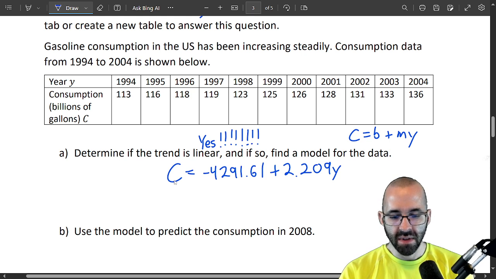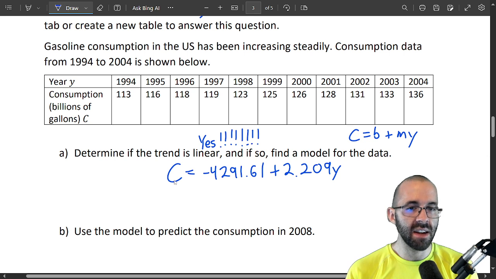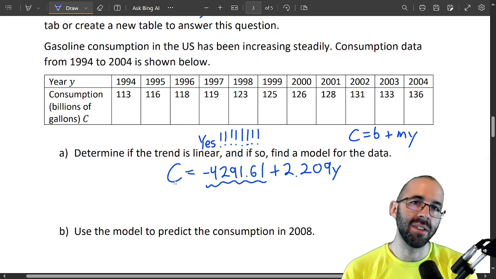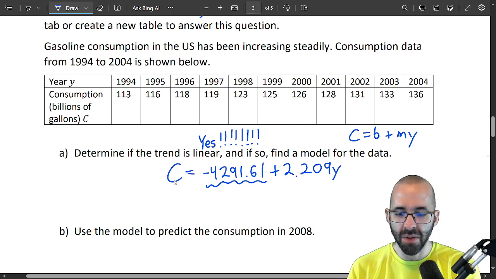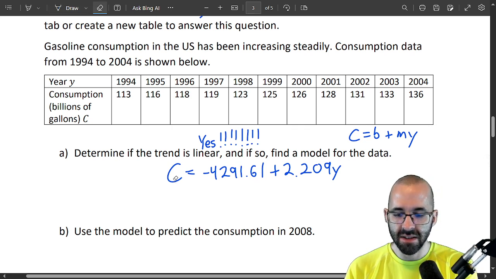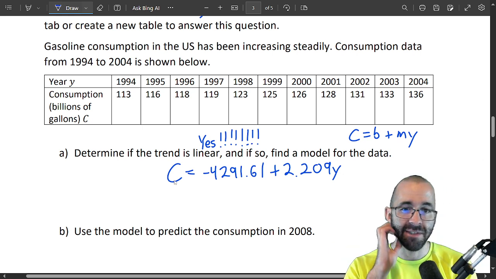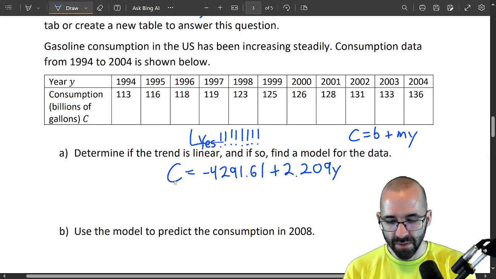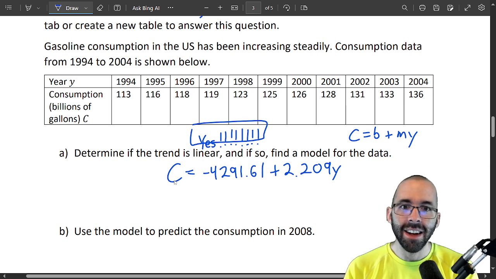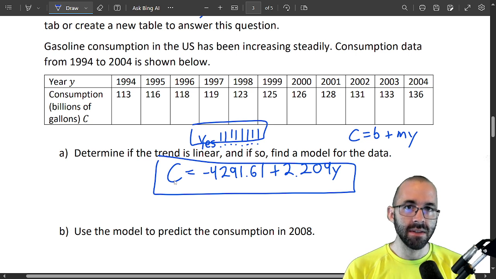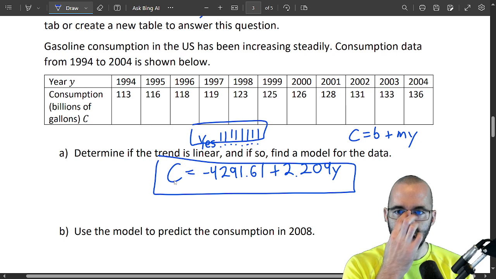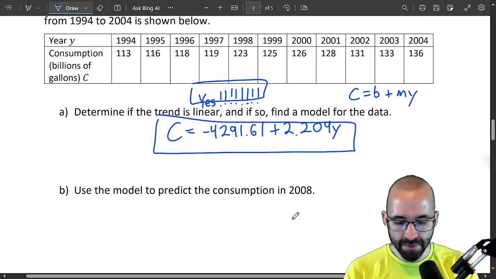So again, if we had T or Y be the years since 1994, this number would look a lot prettier. This number is so ugly because we're having our input be the year itself. And our years are really big numbers, but it's fine. So there we go. Yes is our answer to the first one. And this linear model, just a linear equation that fits the data, is our answer for the second part of this question.